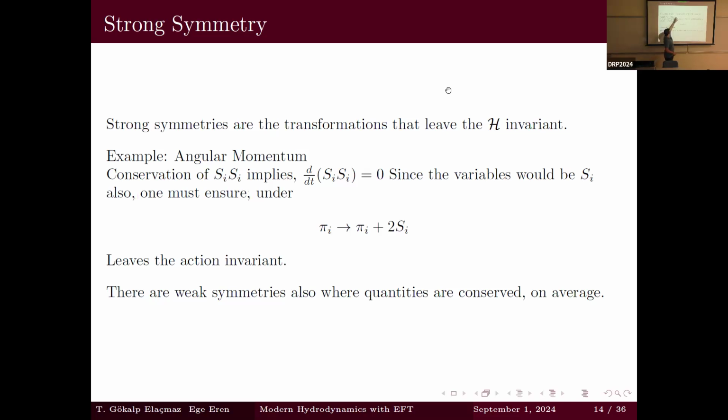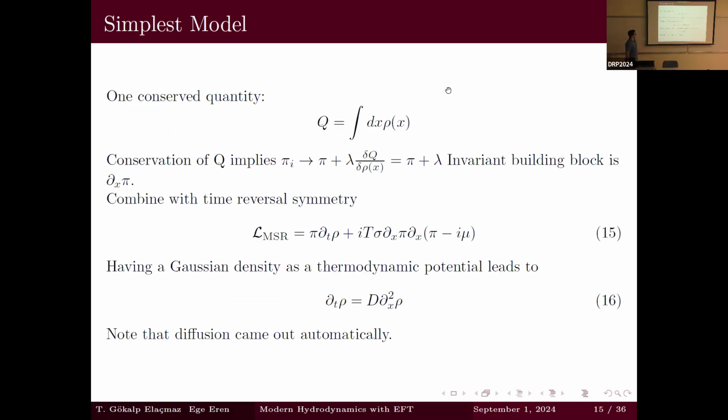So when we take the derivative of this with respect to time, it's 0. Then we can say the Lagrangian that we are going to write has to be invariant under pi_i going to pi_i plus 2 S_i, because the partial derivative with respect to S_i of this is just 2 S_i, like x squared to the derivative of x with respect to x. Okay, now what do we get when we only have one conserved quantity?